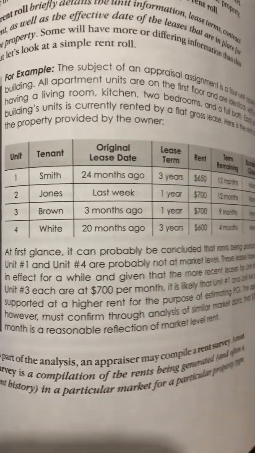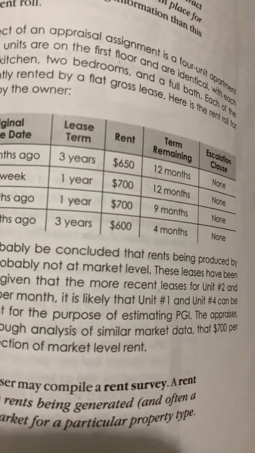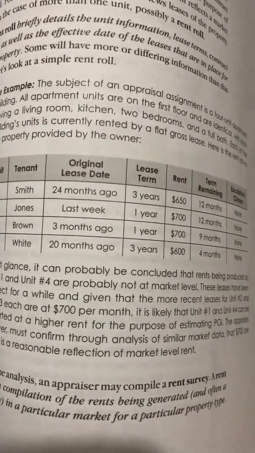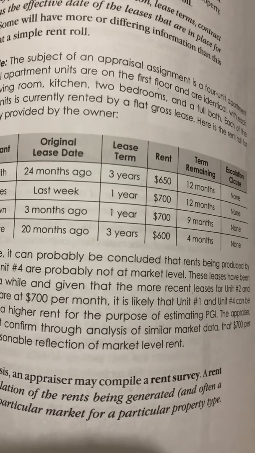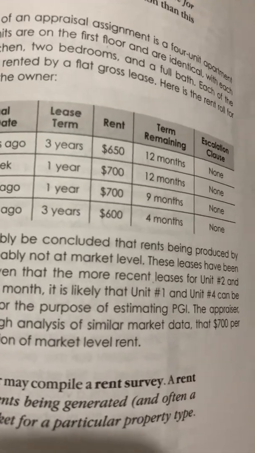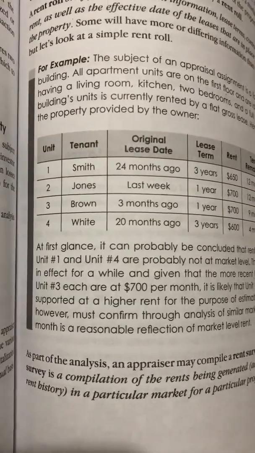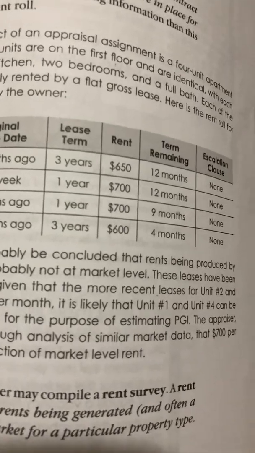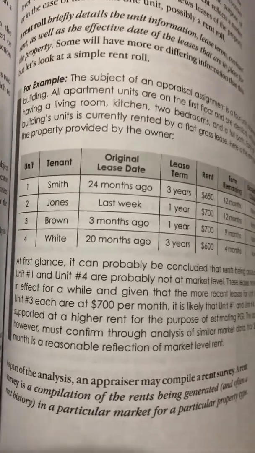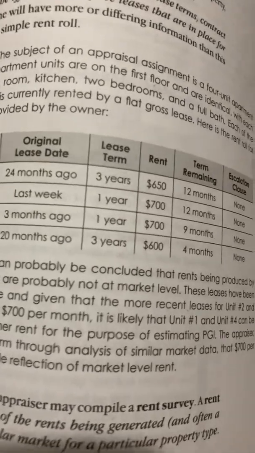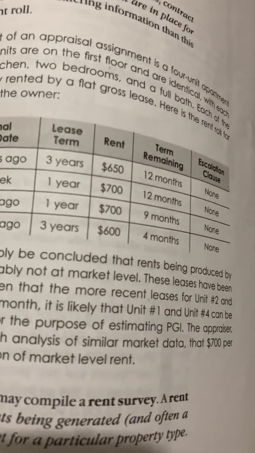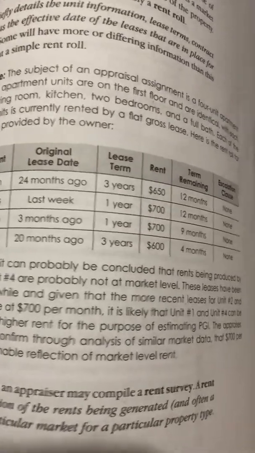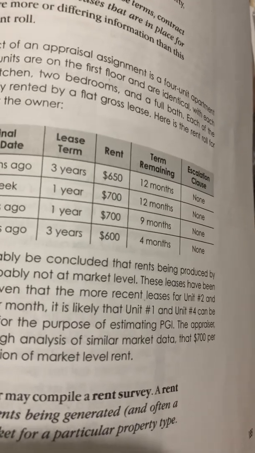At first glance, it can probably be concluded that the rents being produced by unit number 1 and unit number 4 are probably not at market level. These leases have been in effect for a while, and given that the more recent leases for unit number 2 and unit number 3 are each at $700 per month, it is likely that unit number 1 and unit number 4 can be supported at a higher rent for the purpose of estimating potential gross income.